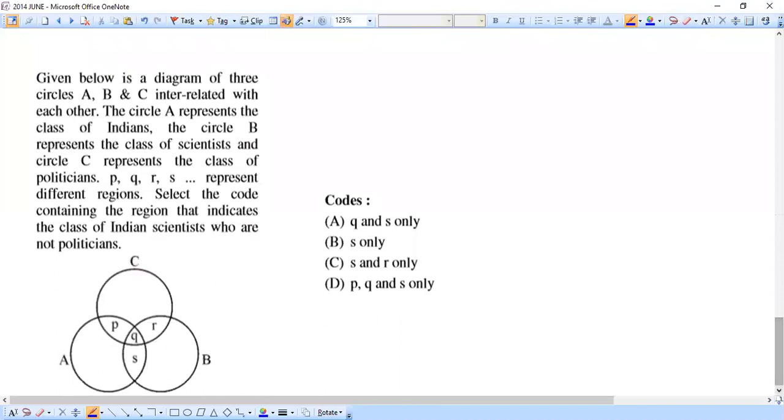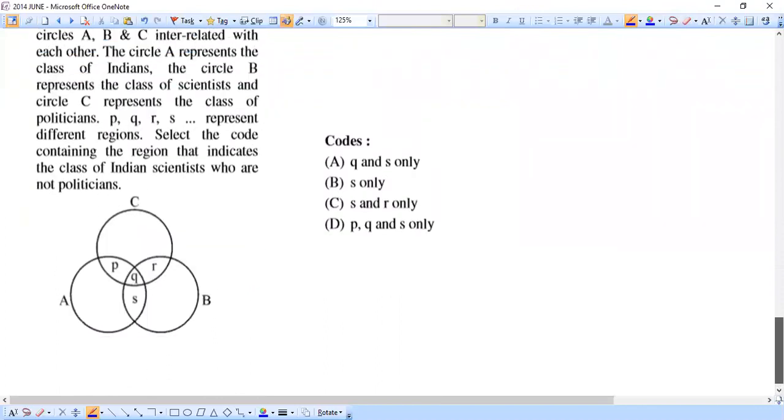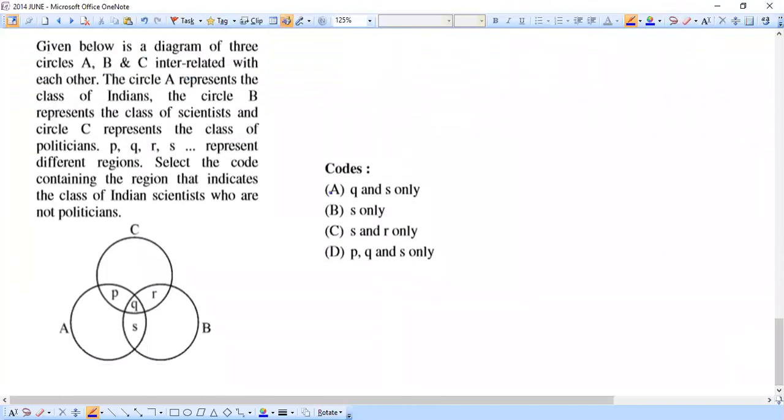Last one more question we have. Let's see what is there in this question. It's a Venn diagram question. Venn diagram, we are very much used to it. We have seen in our previous sessions many questions from this Venn diagram. So here we have a Venn diagram question.